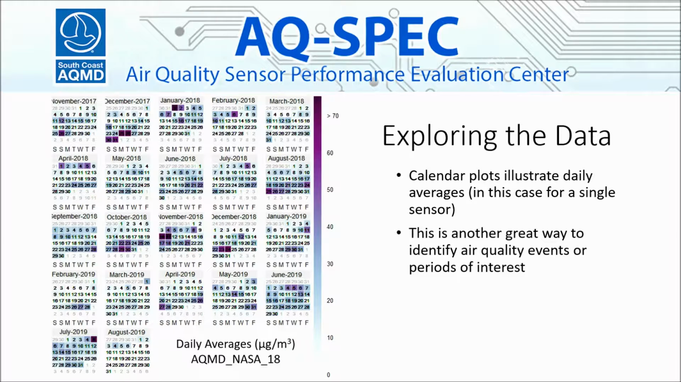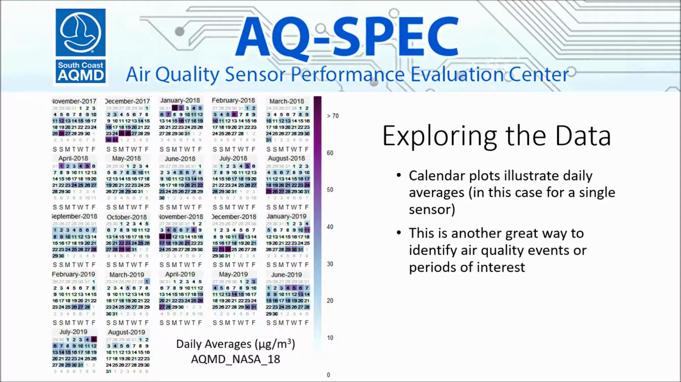This is a plot that our team has found is really intuitive, particularly for community-based and citizen scientists to understand. So it's illustrating the daily average laid out across the calendar. That warmer purple color is higher PM 2.5 levels, and the light blue is lower levels. And here I'm showing all of the data available from one sensor, AQMD NASA 18.